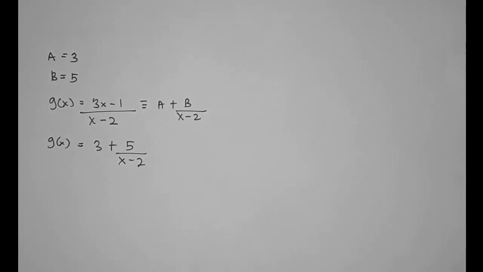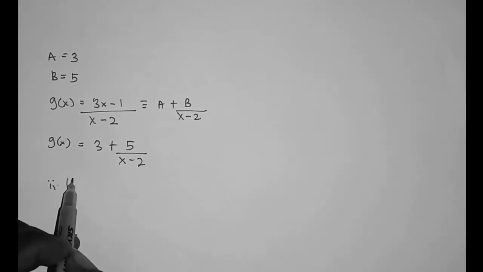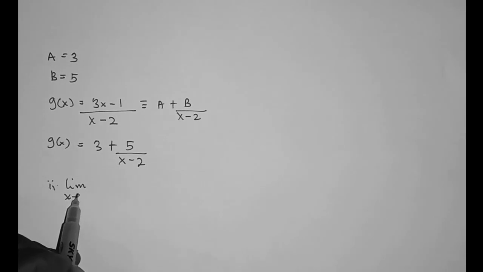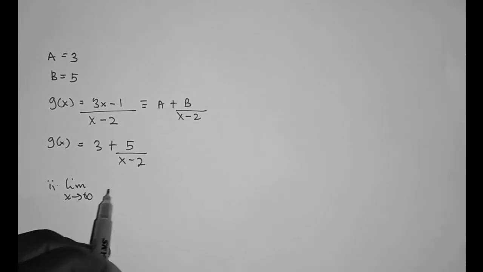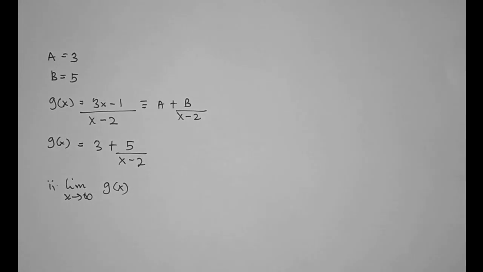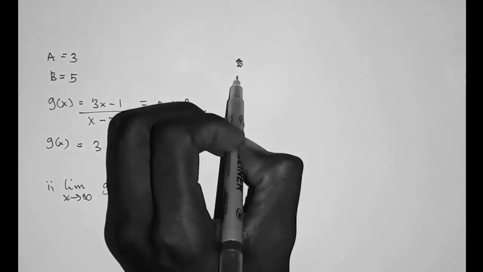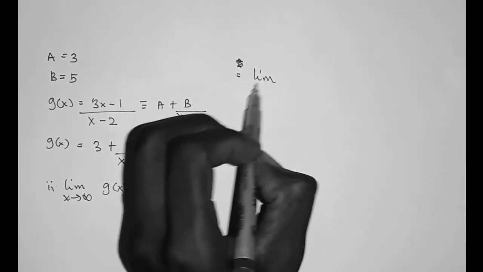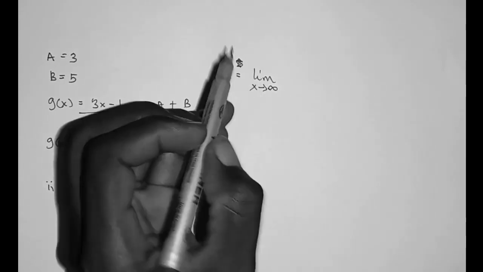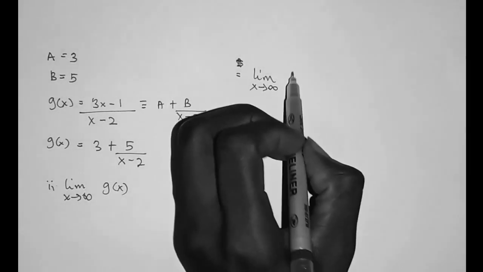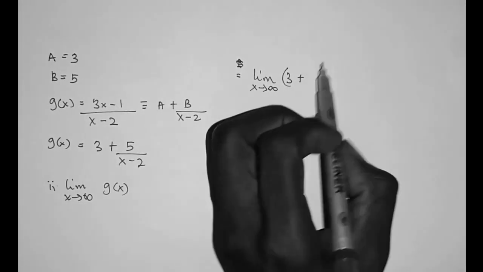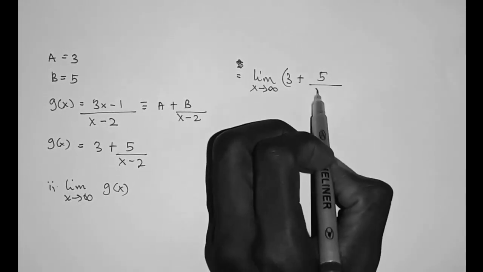And then the second part of the question is saying we should find the limit of g of x as x approaches infinity. So part II, which is the limit as x approaches infinity of g of x. So let me write it here. This is equal to the limit as x approaches infinity. g of x is this, which is 3 plus 5 over x minus 2.